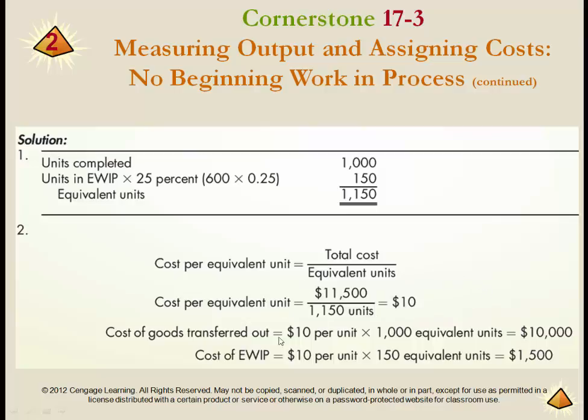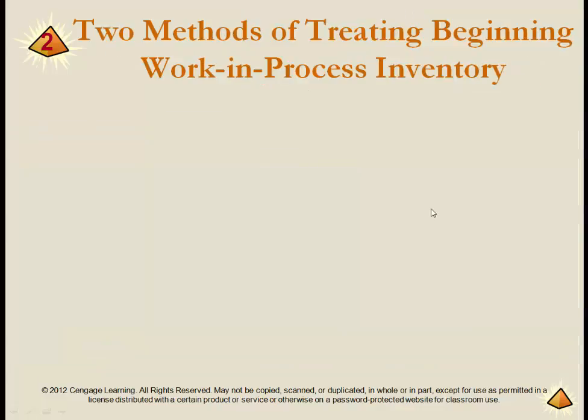But what we want to know is how much do we transfer out? It's $10 times 1,000 equivalent units, or $10,000. But we have another 150 equivalent units that are still sitting in inventory. So we're going to take $10 times 150 equivalent units. It gets us $1,500, which is the value of stuff in ending work in process.